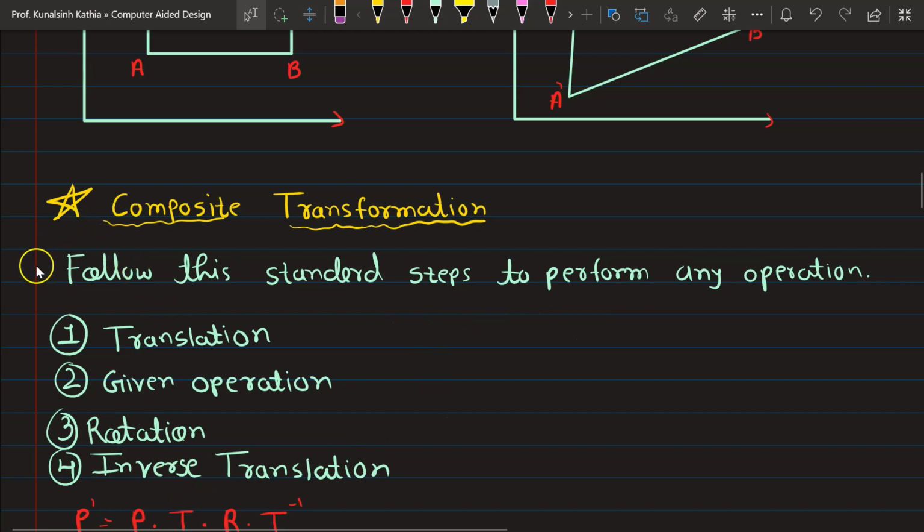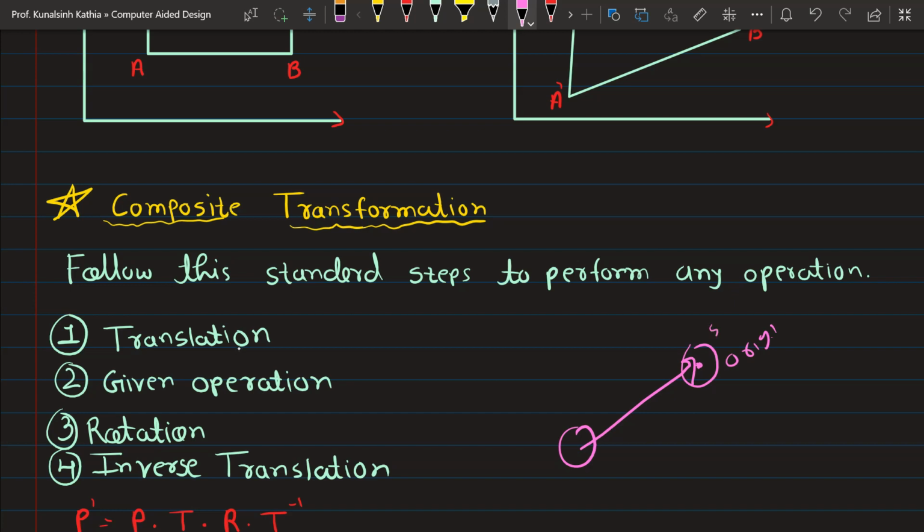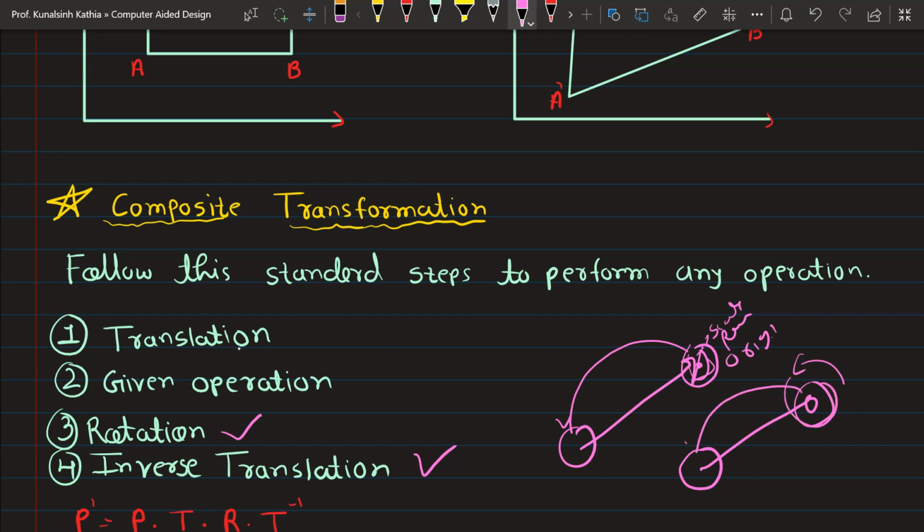Now, the basic rule for composite transformation needs to be understood. For any numerical you perform, you need to perform these 4 steps. First step, translation: move your element from one place to another place, to the origin. Now perform the operation. You can scale, rotate, or whatever you want to do here at the origin. Then if rotation is required, you rotate it and then bring it back, that is inverse translation. So step 1, bring to the origin, perform the operation, rotate it, bring it back. These 4 steps you need to perform in sequence.